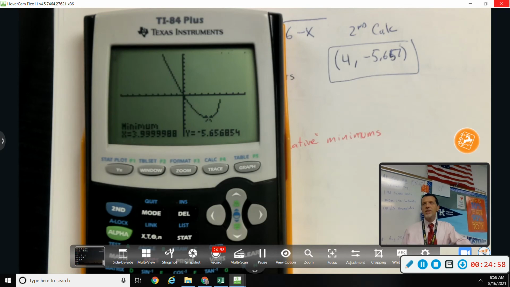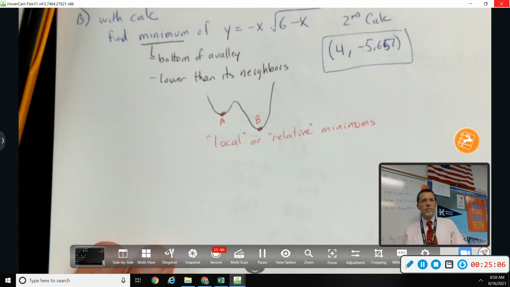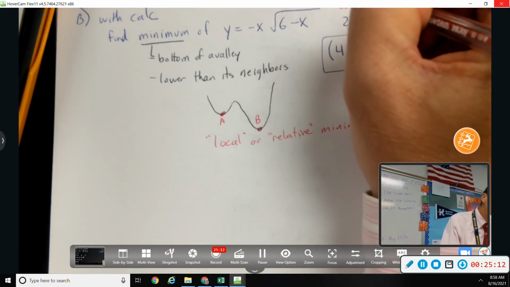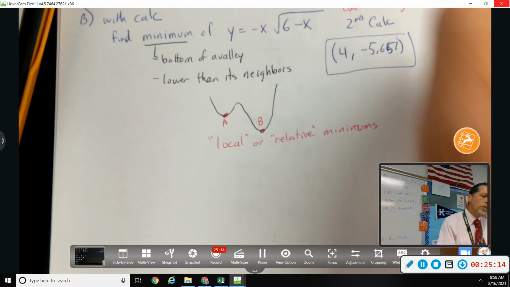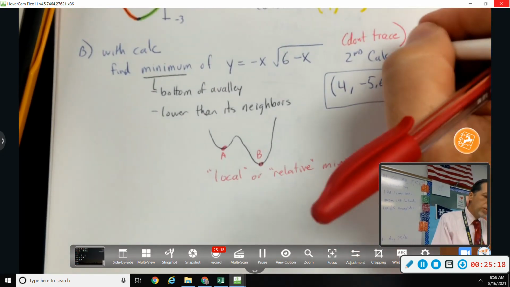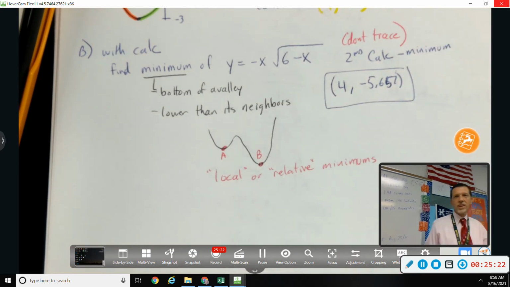When you get to calculus, you'll figure out how to find it differently, but we're not there yet. Not by a long way. So the big thing is don't use trace, because that won't be accurate. I mean, it'll get you in the neighborhood, but don't use trace. Use second calc minimum or maximum if it's a maximum problem, and then just follow the prompts. Like, do what it says to do, and you'll get there.